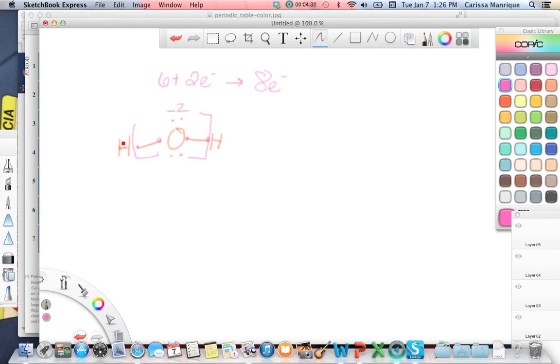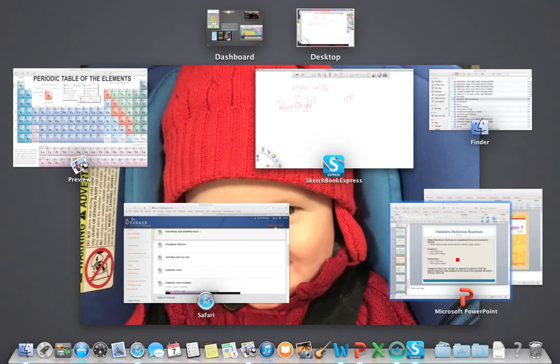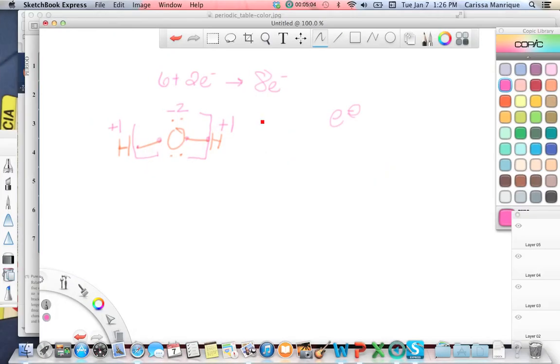But these hydrogens lost an electron. What charge are electrons? They're a negative charge. So if it lost a negative charge, it became a +1. So those are the oxidation states. If this was, hypothetically, an ionic compound, oxygen would have a -2 charge, and hydrogen would have a +1 charge. And that's how they come up with the rules, based on electronegativity.